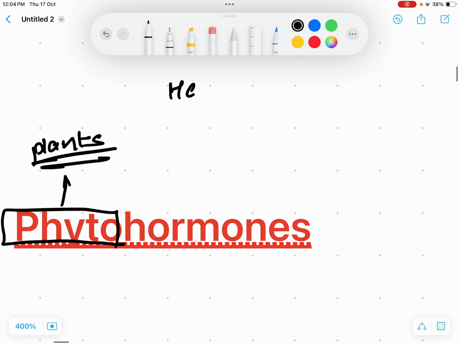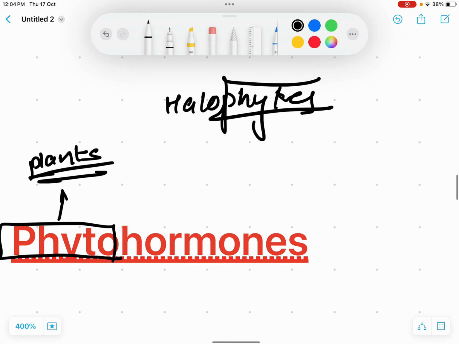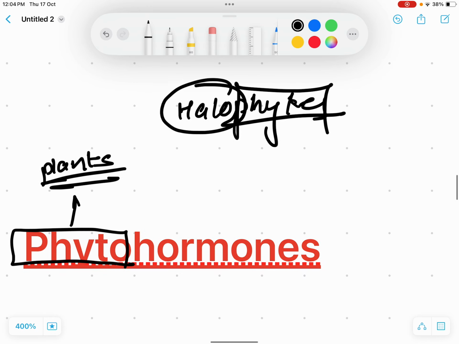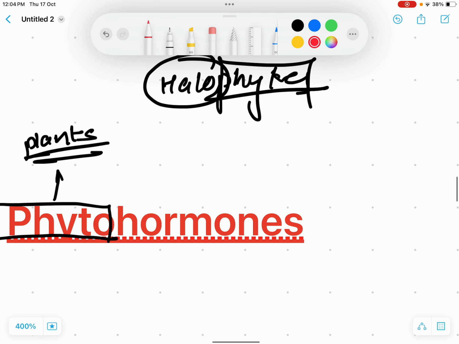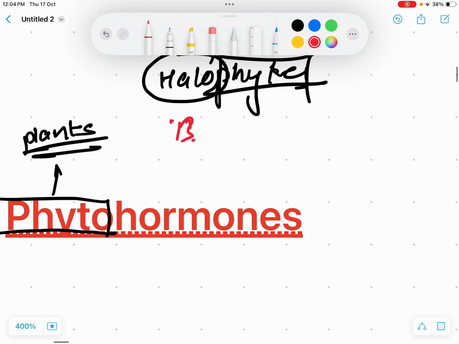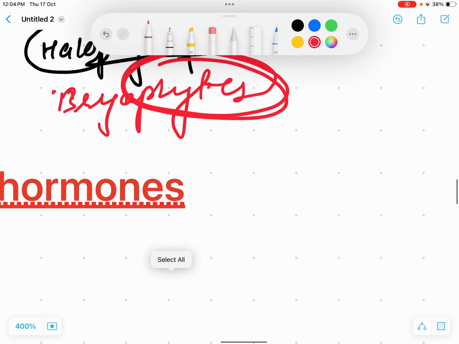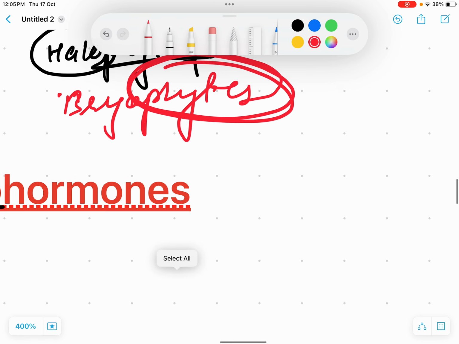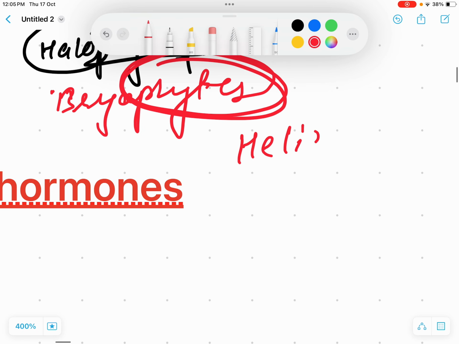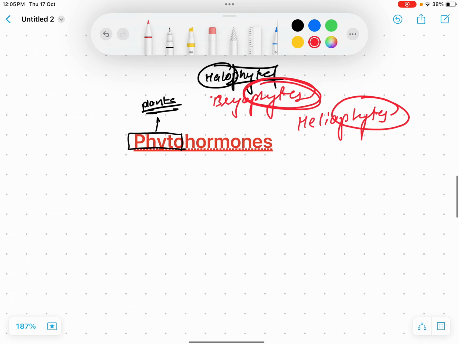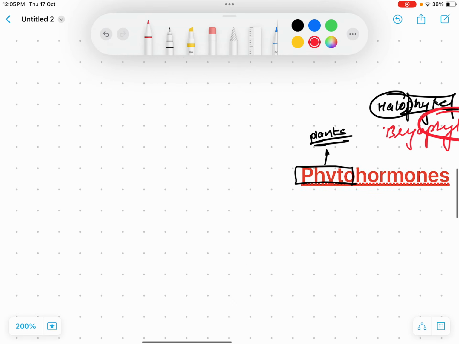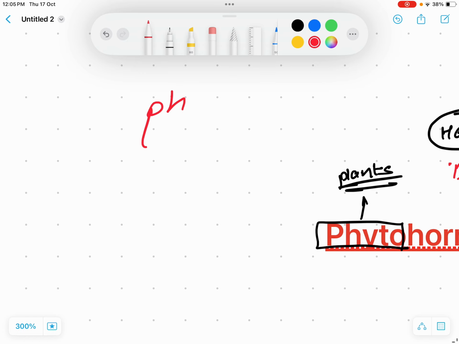Have you heard of halophytes? Plants which are found in salty conditions are halophytes. Bryophytes, heliophytes: phytes means plant. Phyto, phytology.